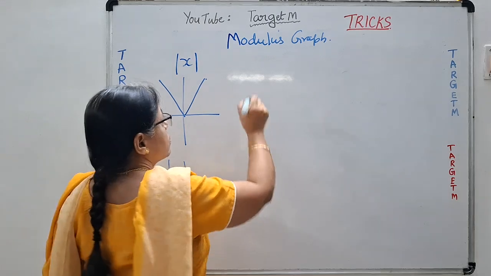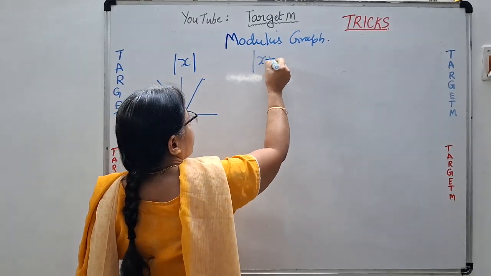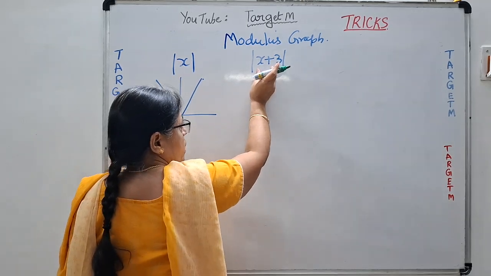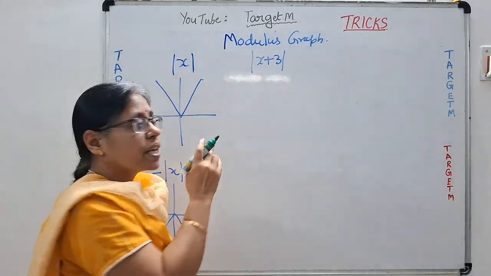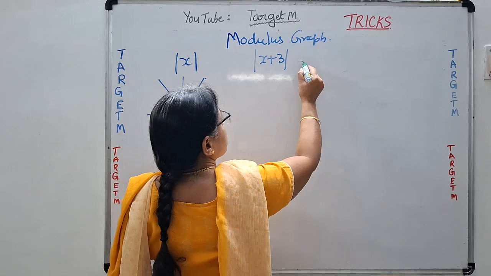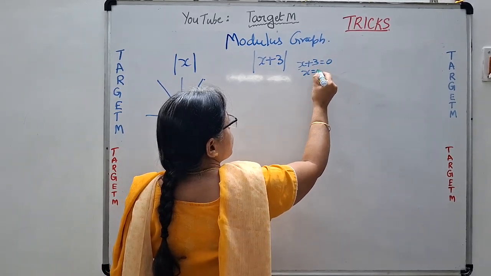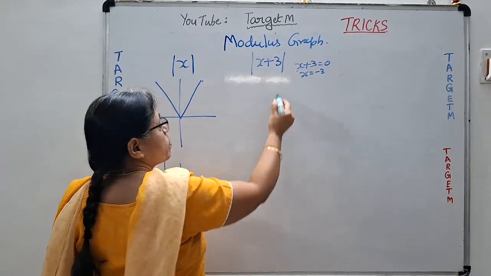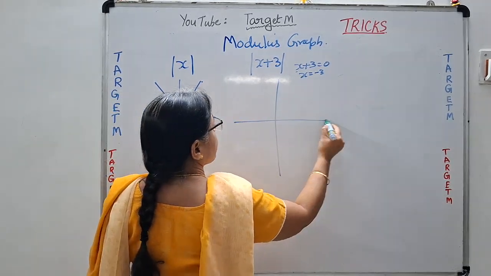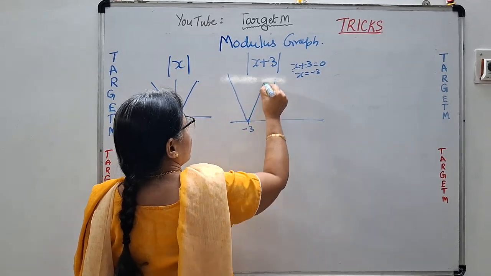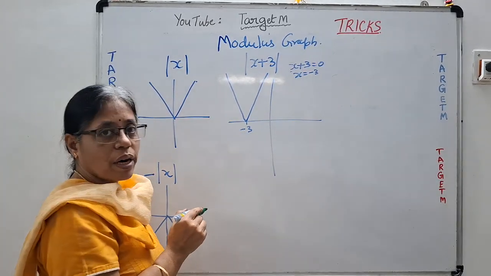Okay. Now let us draw how to draw mod of x plus 3, for example. So whenever I have included here x plus 3, you need to find the critical value of x. How to find the critical value of x? Just x plus 3 equated to 0, you will be getting x value as minus 3. So on number line, here minus 3 will come. This is what mod of x plus 3 graph looks like.